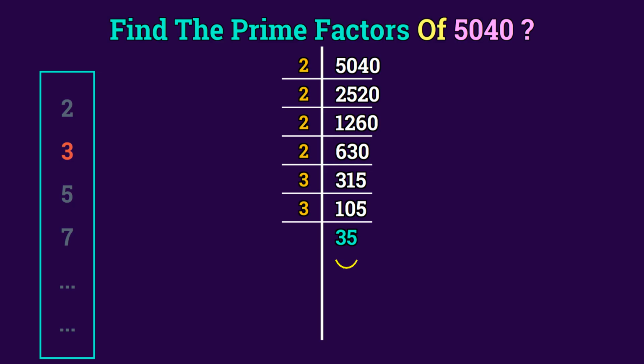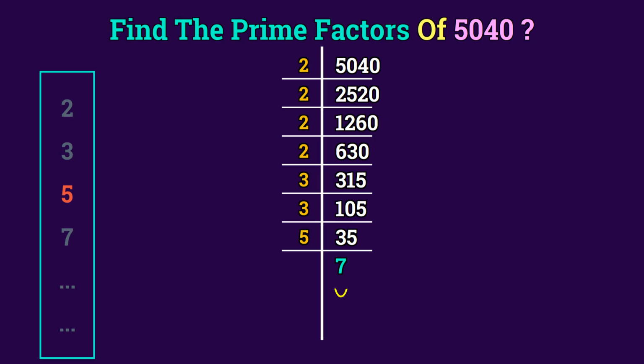Dividing 35 by 5, which equals 7. So 35 divided by 5 equals 7. Dividing 7 by 5, the result is not an integer. Since the result is not an integer, we will try to divide by the next number.